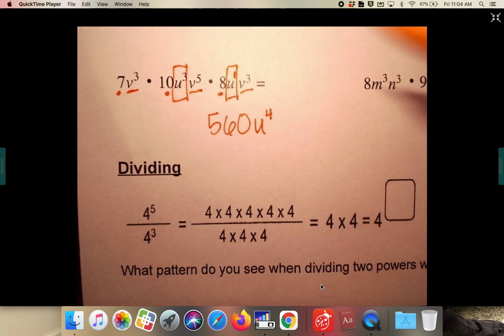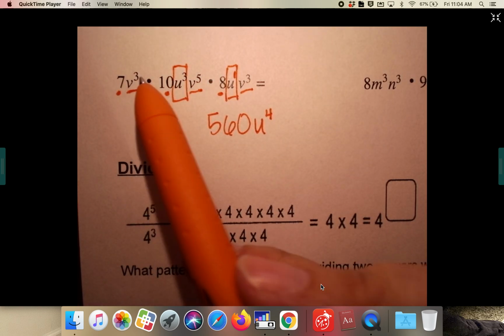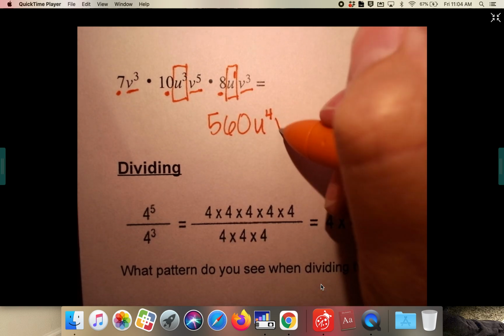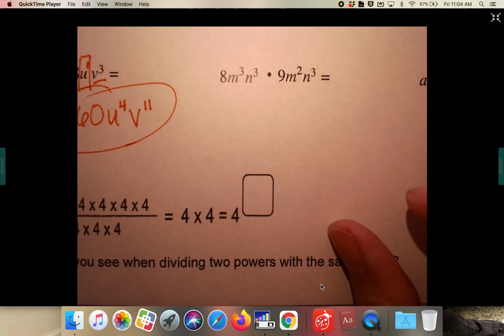Oh, and I forgot the v to the third at the beginning. So these v's are all the same base, so they can get added. 3 plus 5 is 8, plus 3 is 11, so v to the 11th. There you go. All right, let's look at the next one.